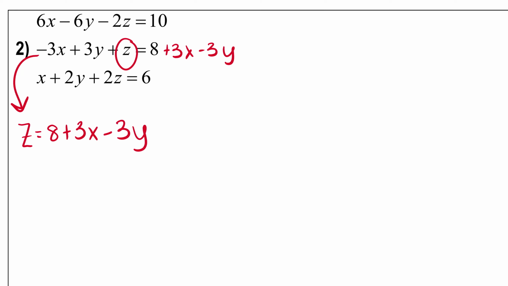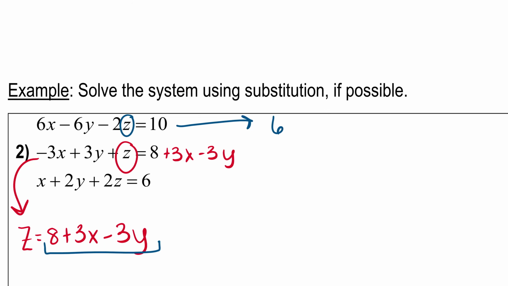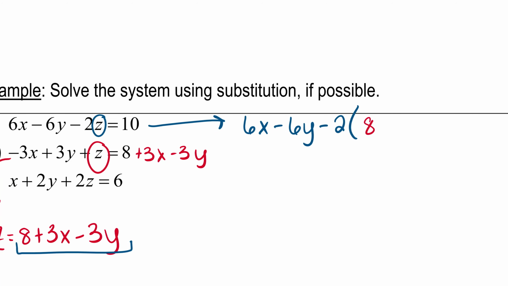Now you can plug that z into the top equation or the bottom. It really doesn't make a difference, but I'm going to go ahead and plug it into the top. And so now this z is going to go in for this z right here. So I'm going to go ahead and write this over here. 6x minus 6y minus 2, and then instead of z, we're going to go ahead and write what we found. 8 plus 3x minus 3y. And of course that equals 10.